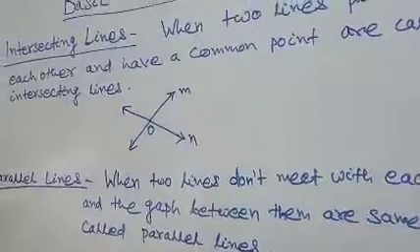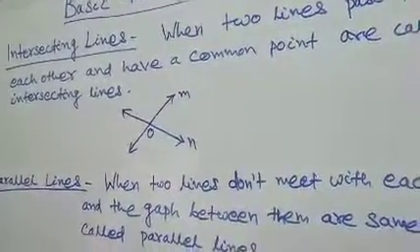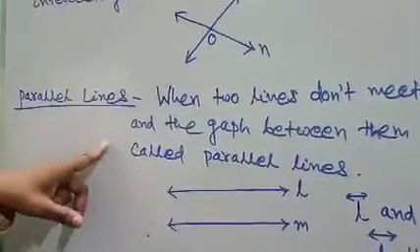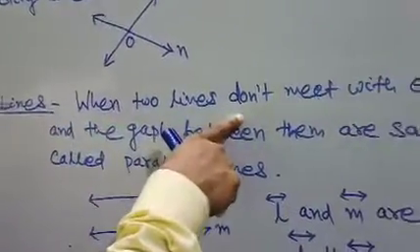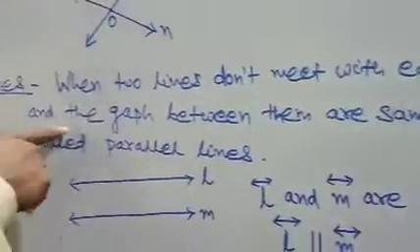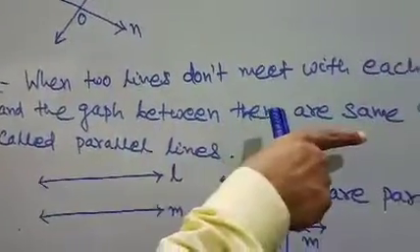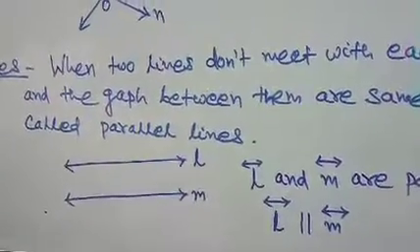So what will be our example? Crossroad. Next one is our parallel lines. When two lines do not meet each other and the gap between them is the same, they are called parallel lines.